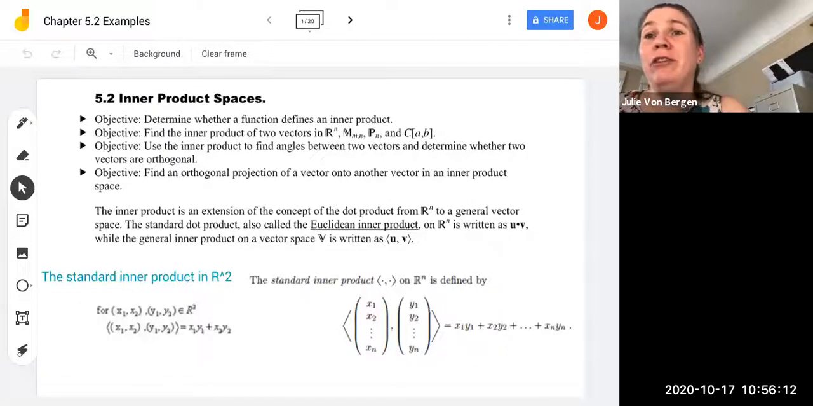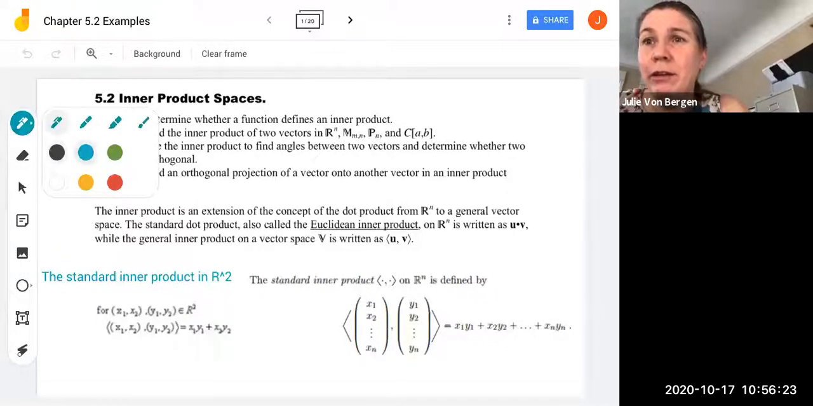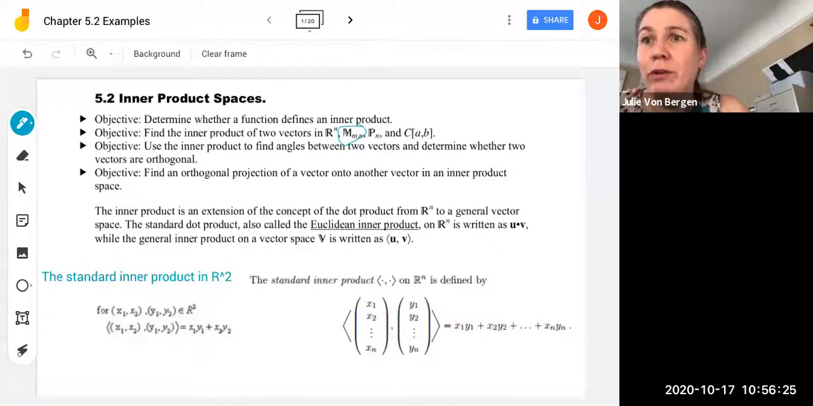We're going to find the inner product of 2 vectors in a variety of different fields. So we're going to look at Rn. We're going to look at M m by n, the set of m by n matrices. And we're going to look at Pn, the polynomials of degree n or less, and then also C in the interval AB, so that's the set of continuous functions in the interval AB. So these 4 fields we'll look at finding the inner product in.